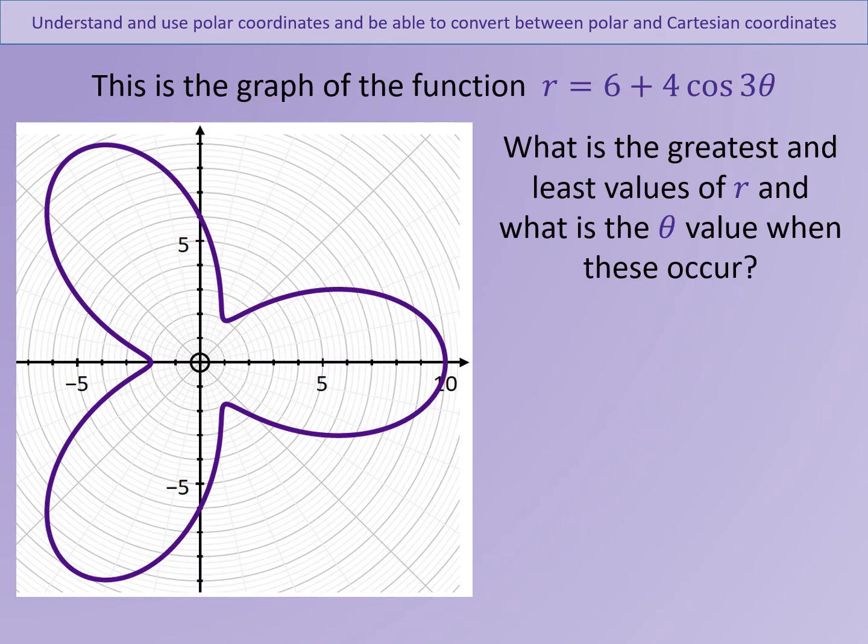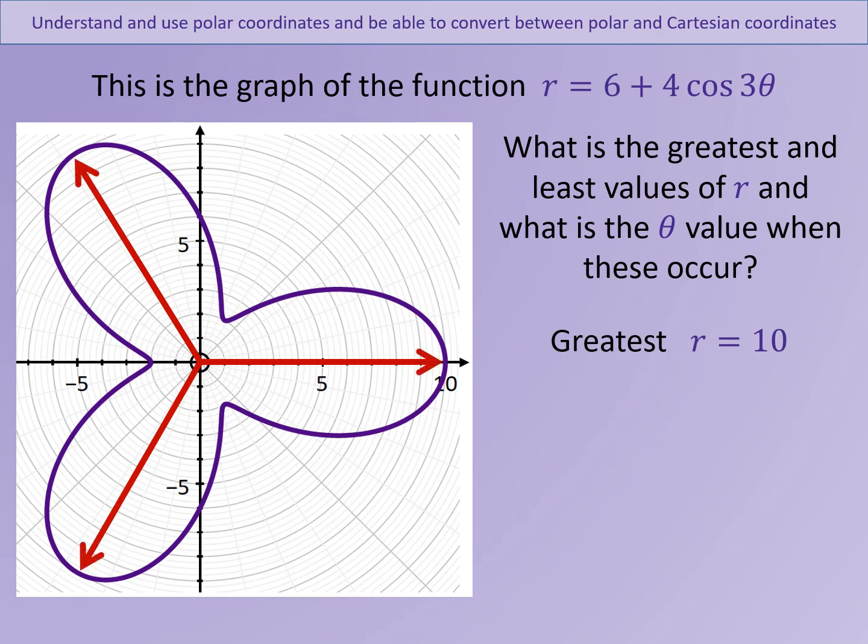Here we have the curve r equals 6 plus 4 cos 3 theta. We want to find the greatest and least values of r and the values of theta at which these occur. Now by inspection, we can see there appear to be 3 maximum values here and 3 minimum values here. Now we could use differentiation for this. However, if we haven't seen differentiation of trig functions yet, there is a way we can do this just by considering maximum and minimum values of cos theta.